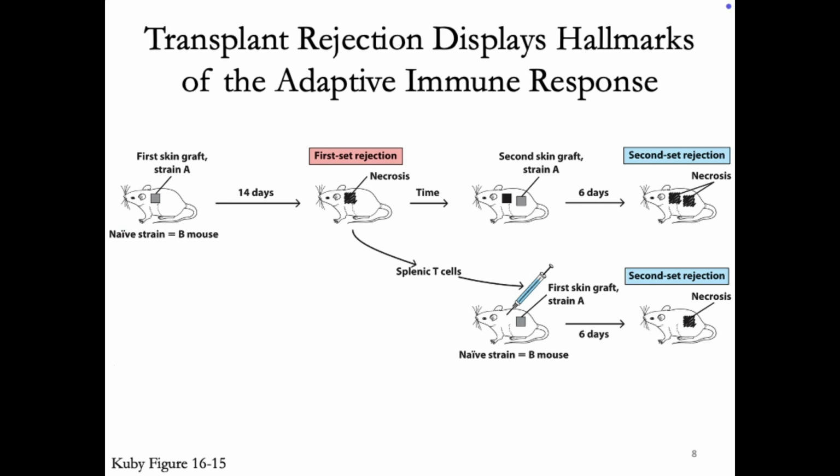If we give that mouse another piece of skin from the same donor, from strain A again, so notice that we were giving a strain A graft both times, to a strain B mouse, now that mouse is going to reject that skin graft even quicker, in 6 days instead of 14 days.